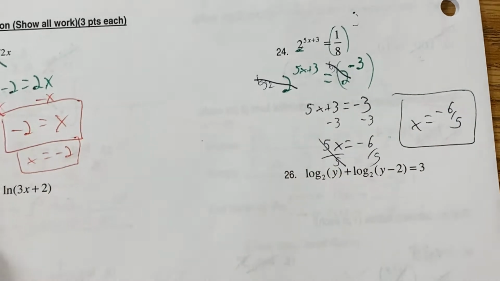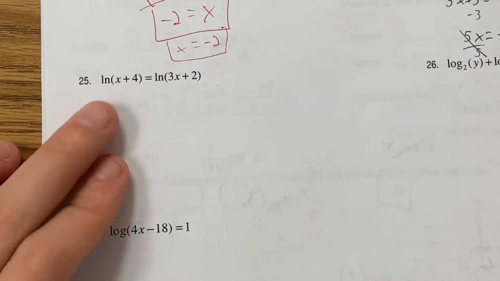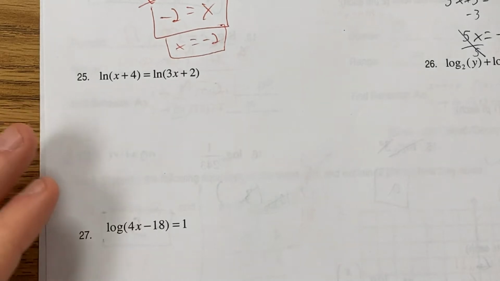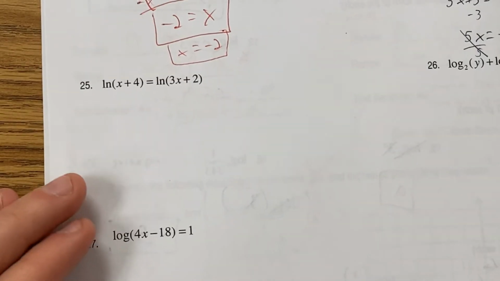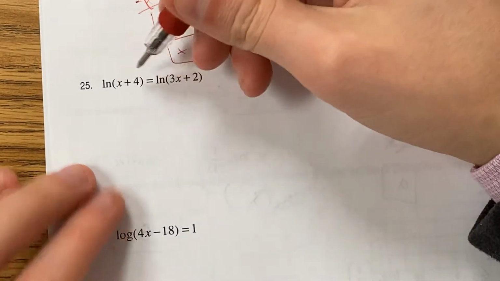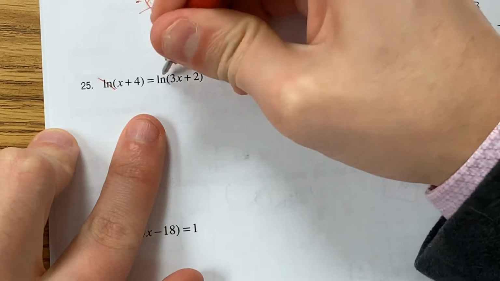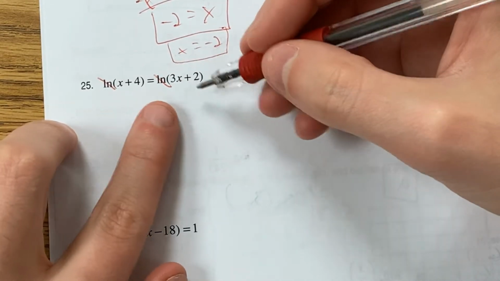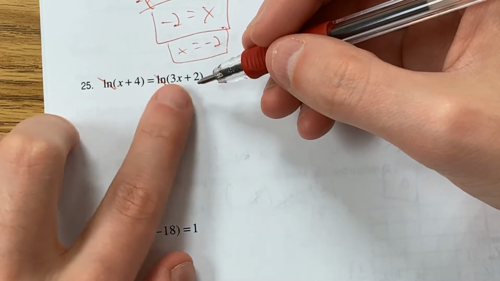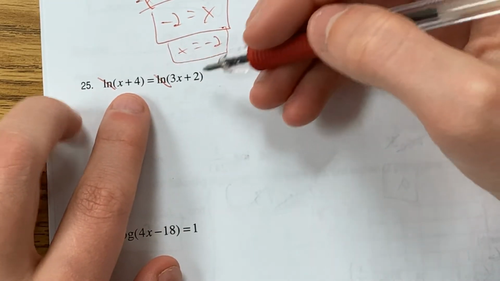Okay, that's it. 3 more to go. Natural log of x plus 4 equals natural log of 3x plus 2. This one, what's going to happen basically is that since the log of this equals the log of that, it should make sense that you can just kind of cancel those out because these have to be the same. It wouldn't make sense to say the log of 7 equals the log of 5. No. Whatever this is has to be equal to that.